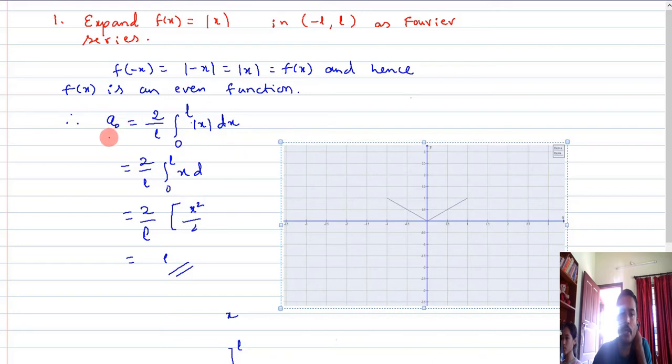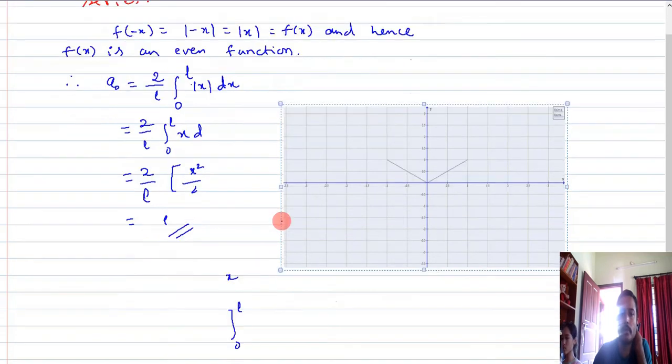So a0 turns out to be 2 by L integral of mod x from 0 to L. But between 0 to L, if you observe, that's why I wrote the graph here, the function f of x is x itself. So we take mod x as x, and then we integrate that. Integration of x is x square by 2. When you substitute upper limit, it is L square by 2. One L will get cancelled and you'll get the answer a0 as L.